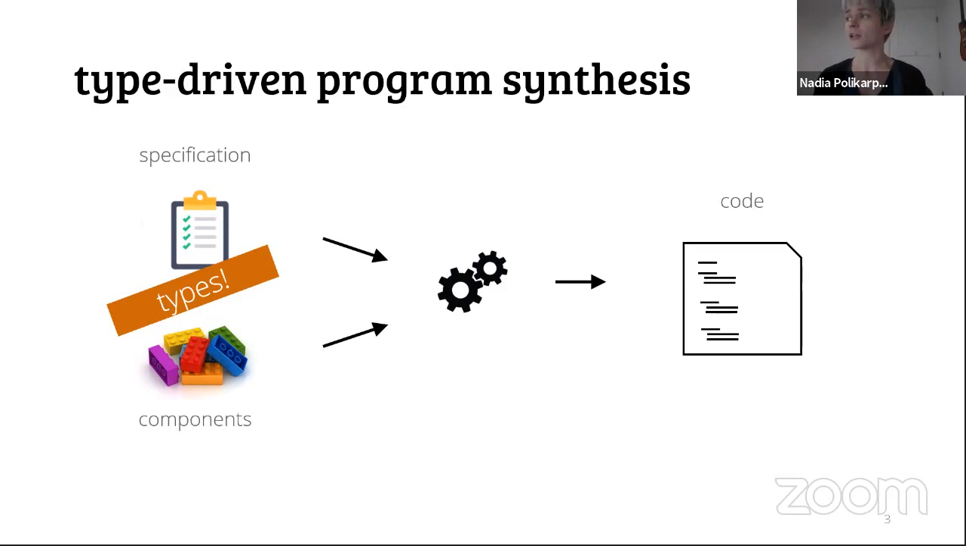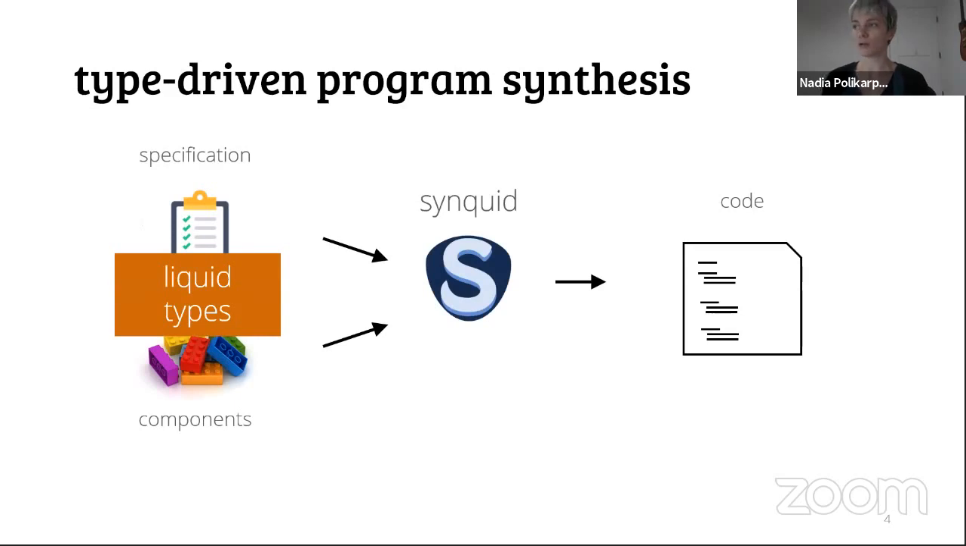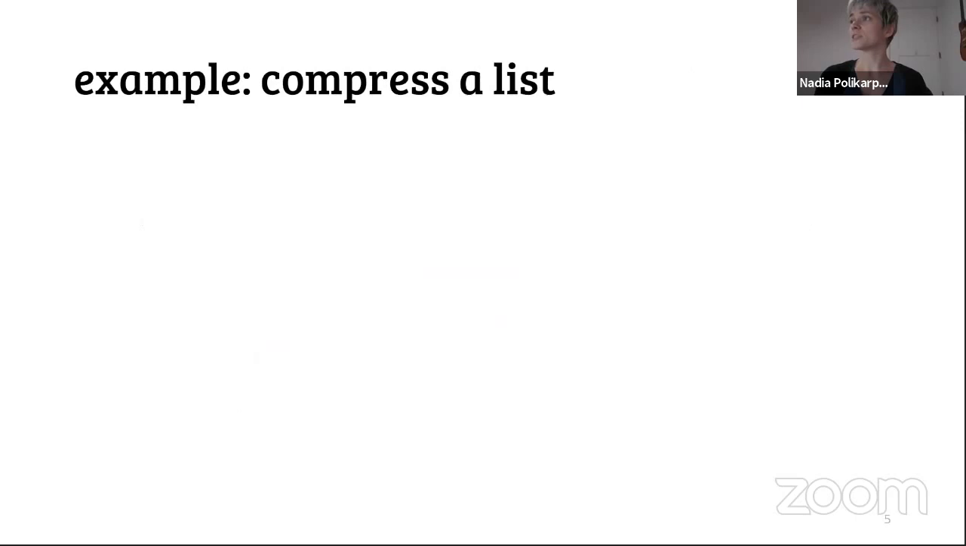So in particular, maybe you're familiar with one program synthesizer that I built that is called Synquid. And Synquid takes as input something that's called liquid types to describe both the specification of the program and the components. So let's see an example of a program that Synquid can generate for us. So let's say we want to compress a list.